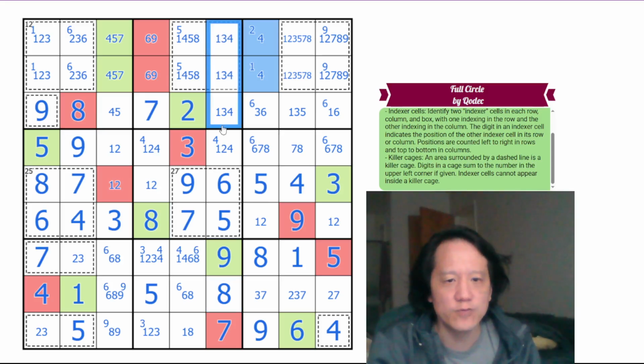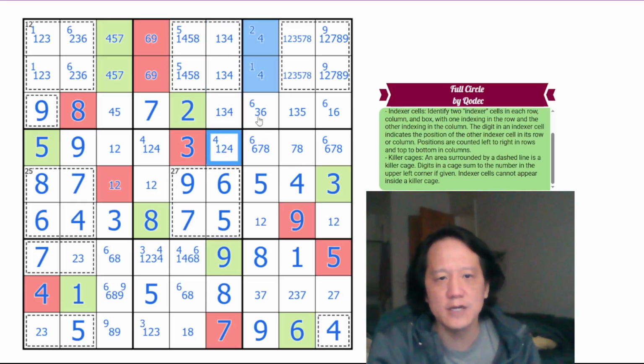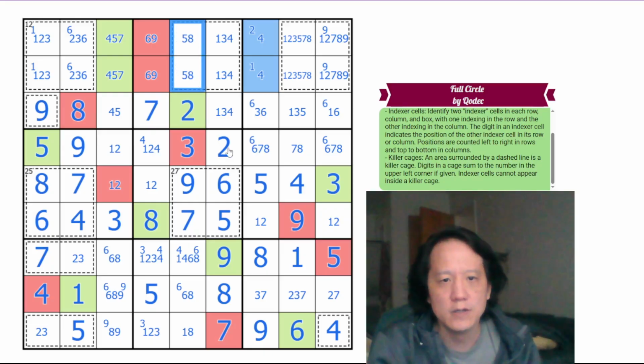We have a 1, 3, 4 triplet in column 6 and in box 2, which eliminates 1, 3, 4 in the rest of the box and column. This can't be 1, 3, or 4, so this is 2. This can't be 1 or 4, it's a 5-8 pair. This 2 eliminates 2 here, so it's 1. This can't be 1 or 2, so it's 4. 2 eliminates 2 here, so it's 1, which makes that 2.